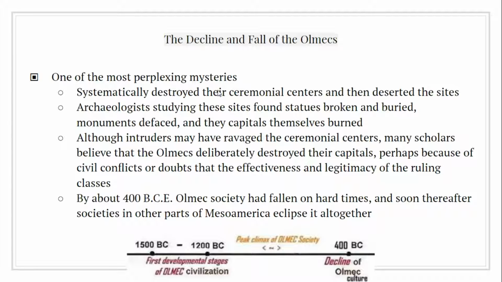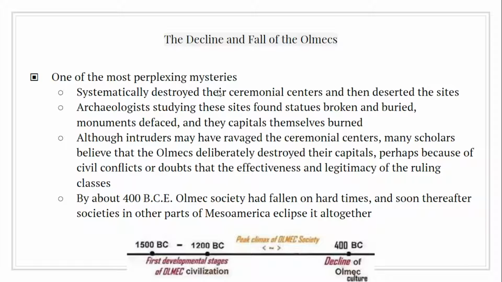So going to the decline of the Olmecs, it's one of the most mysterious falls of the Western civilization. Here's why. They essentially systematically destroyed all of their ceremonial centers and they deserted their sites. Archaeologists, when they found these sites, saw statues that were broken, buried, monuments that were defaced, and the capitals themselves seemed like they were burnt.